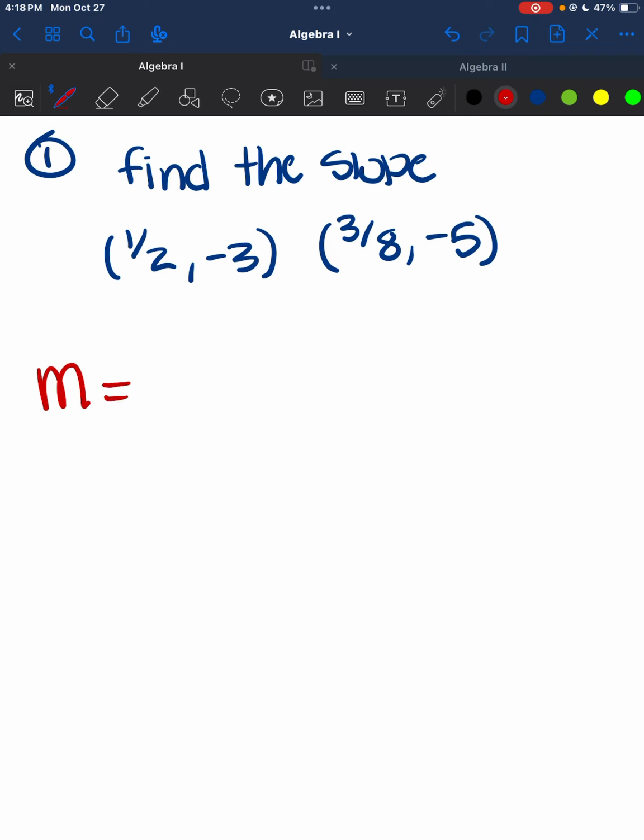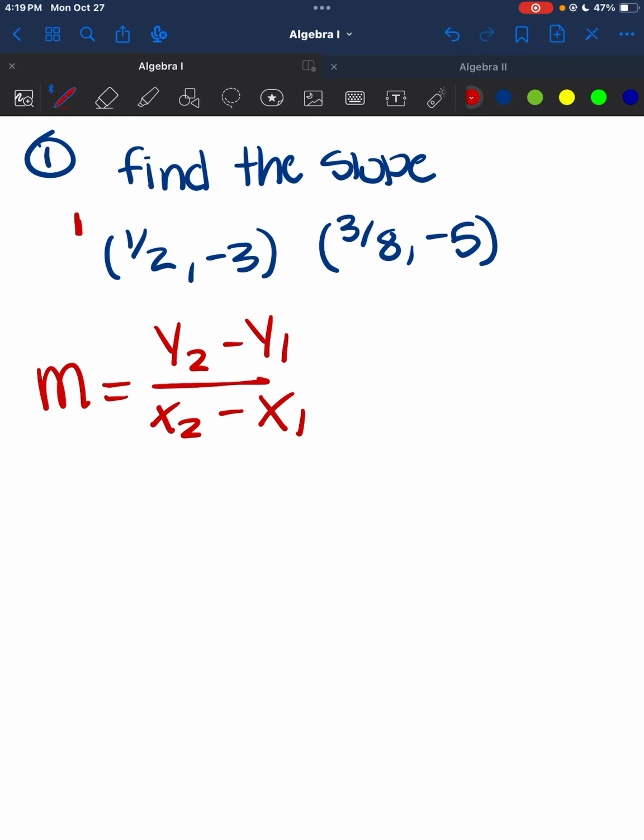Our slope formula is m is equal to y2 minus y1 over x2 minus x1. So if we're looking at this, we're looking at our 2 points that we have. My first set of points, I have 1/2 comma -3. So this is my x1 and this is my y1. If I'm looking at my second set of points, this is my x2 and my y2. As soon as you know this information, you can go ahead and fill out this formula.